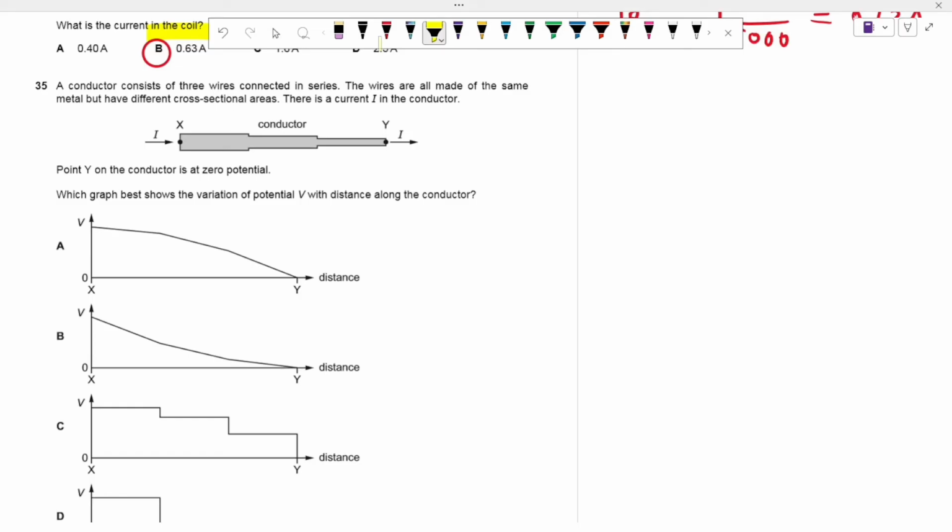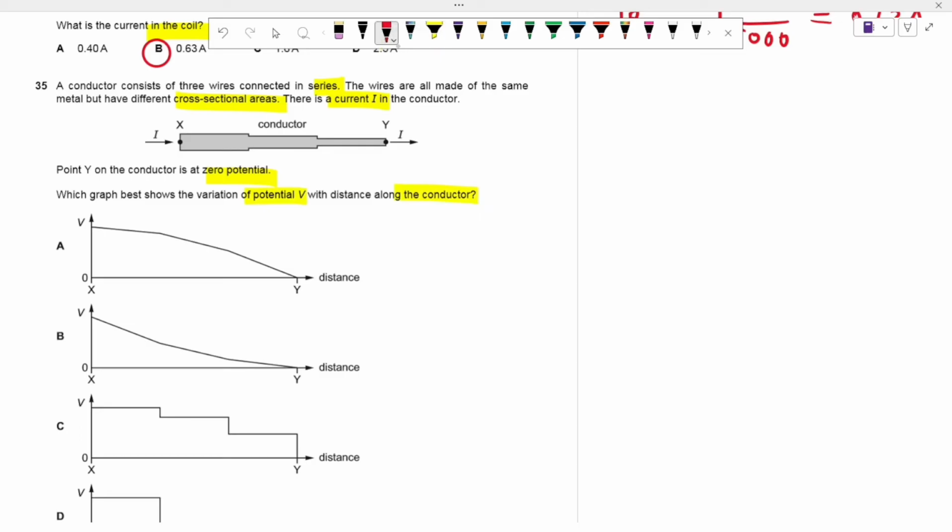Consists of 3 wires that are connected in series one after the other, like a normal series that you watch consisting of episodes: episode 1, episode 2, episode 3, right? The wires are all made of the same metal, but have different cross-sectional areas. There is a current I in the conductor. Point Y on the conductor is at 0 potential. Which graph best shows the variation of potential V with distance along the conductor? Okay, so what do we know?